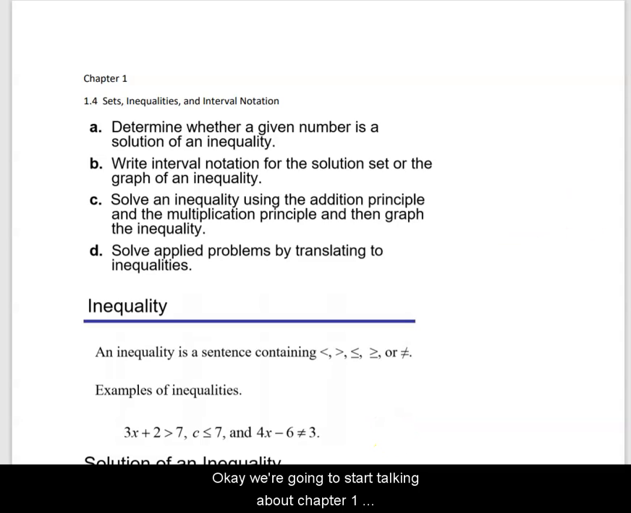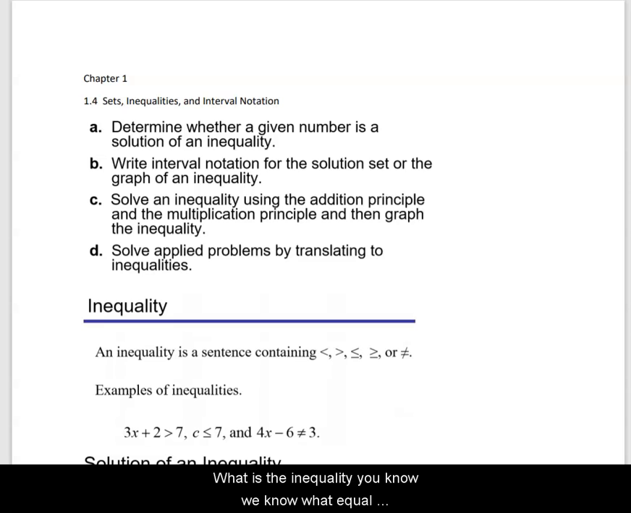Okay, we're going to start talking about Chapter 1, Section 1.4, Sets, Inequalities, and Interval Notation. So the goals of this section are to determine whether a given number is a solution of an inequality, to write interval notation for the solution set or the graph of an inequality, solve an inequality using the addition principle and the multiplication principle, and then graph the inequality, and solve applied problems translating to inequalities.